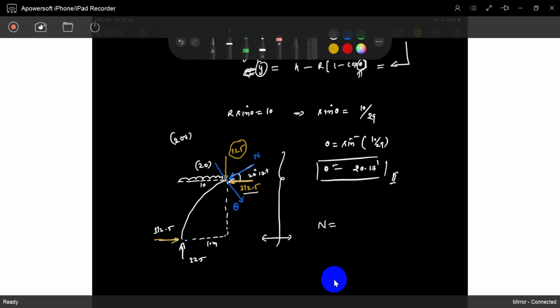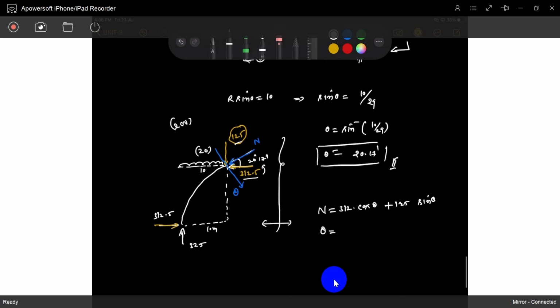So it is 312 cos theta, and also 125 sin theta, in the same direction. For Q, the 312 goes in the up direction, but I drew Q in the down direction. Understood? This vertical contribution goes in this direction, not down. So I give negative 312 sin theta. But the 125 in this direction is the same direction, so positive 125 cos theta. That's it. This is the normal shear, and this is the radial shear.